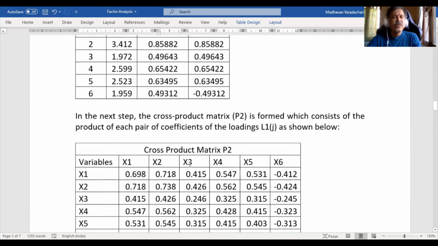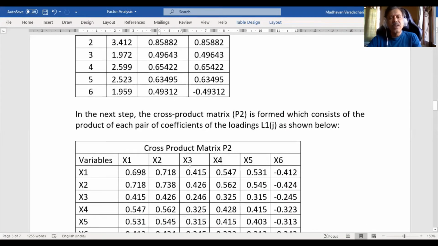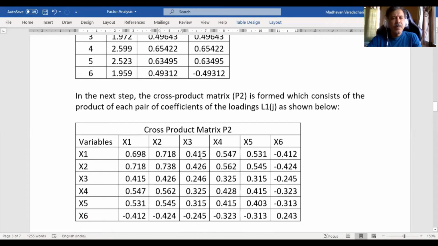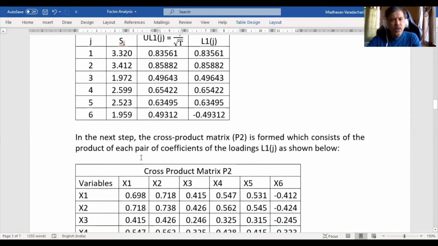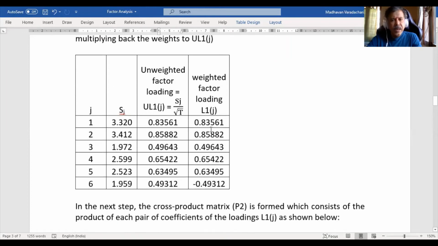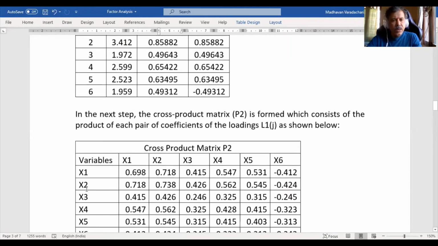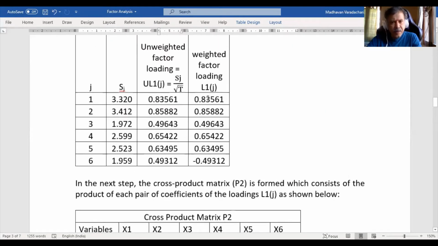Right? So in the next step, we find what is called the cross product matrix P2. What is that? See, we create a matrix like this, having x1 to x6 here, x1 to x6 here. Here, if I want to find this value, how do I do it? I go to this weighted loading factor, 1 and 1, you are focusing on 1 and 1. That means I should multiply this number 0.83561 with the same number, because 1 and 1.